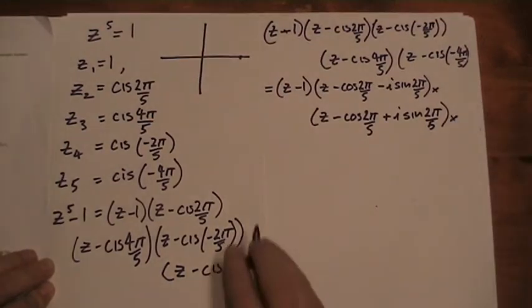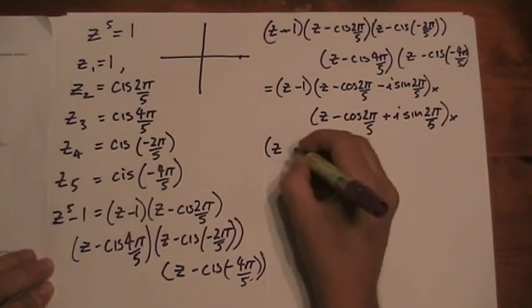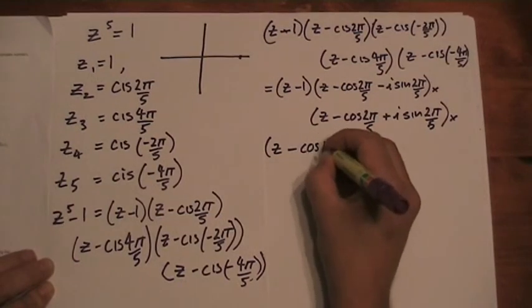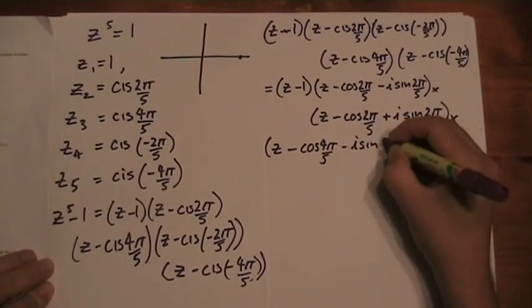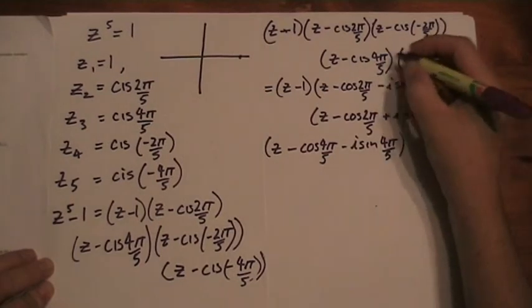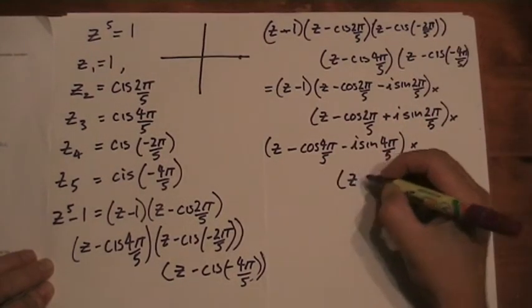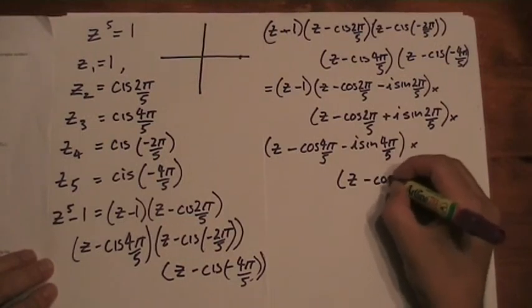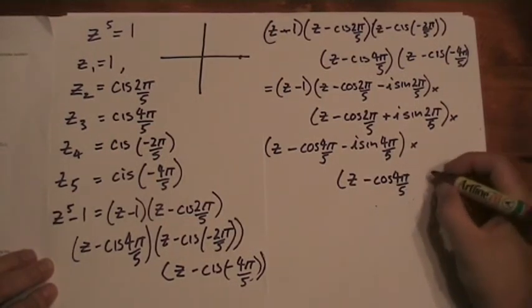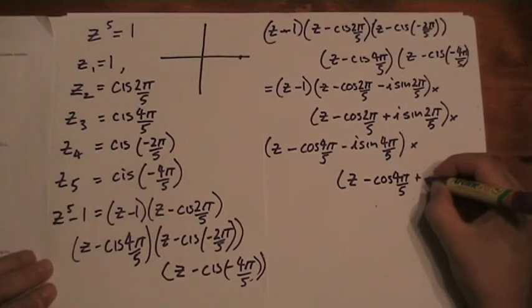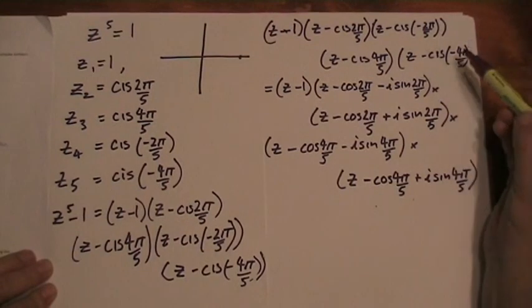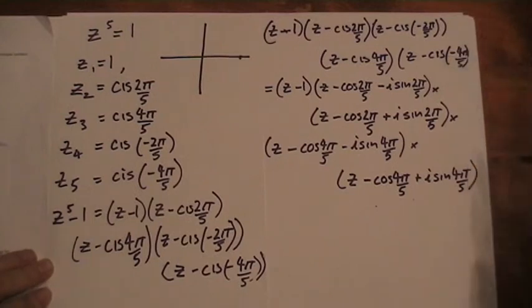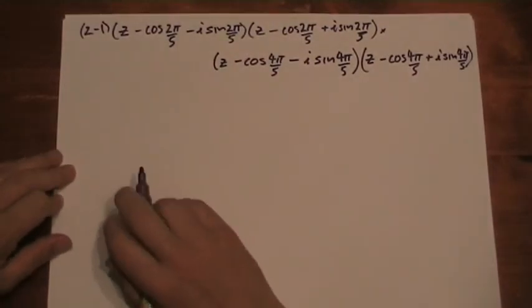And that's multiplied by the ones with 4 pi on 5: z minus cos of 4 pi on 5 minus i sin 4 pi on 5, which is this one expanded out, times z minus the cos of 4 pi on 5 plus i sin 4 pi on 5, which is this one up here expanded out. Okay, continuing on, having rewritten it a little bit more user friendly, but it's a very long expansion.